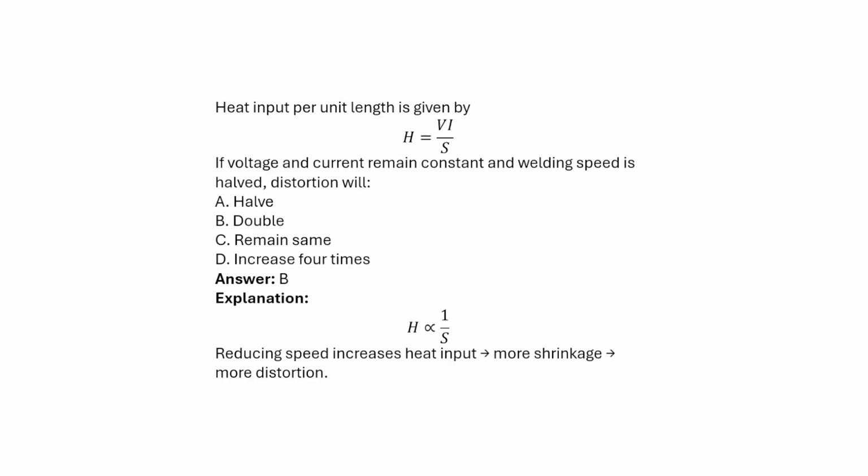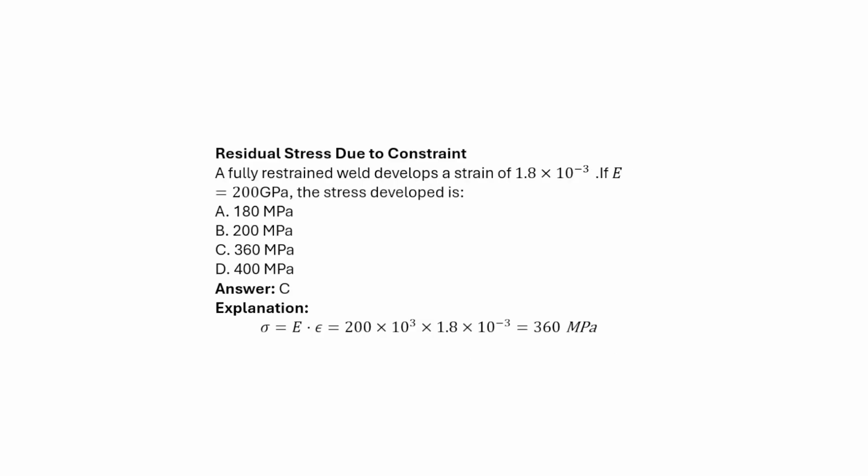Heat input per unit length is given by H equal to VI by S, where V is the voltage, I is the current, and S is the speed. If the voltage and current remain constant and the welding speed is halved, what will happen? Heat input is inversely proportional to the speed, so reducing the speed increases the heat input. So more shrinkage will result in more distortion.